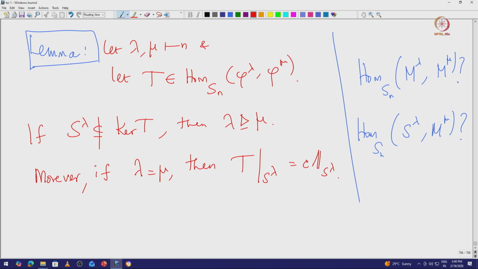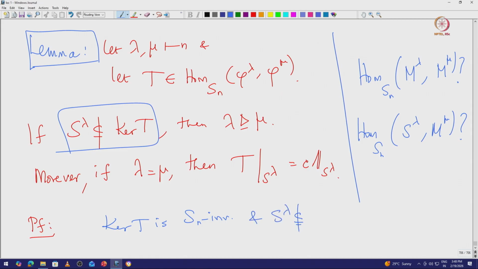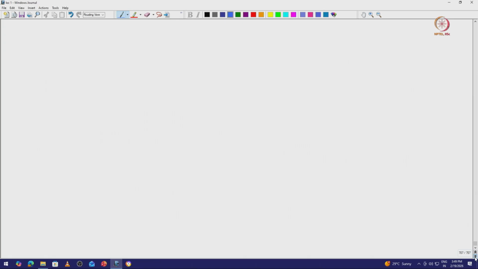Since the kernel of T is indeed Sn invariant, and given the hypothesis that S lambda is not contained in the kernel of T, that would imply that S lambda perp indeed contains the kernel of T. This is something we conclude using the subrepresentation theorem.